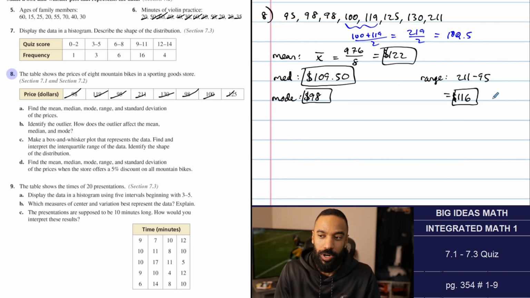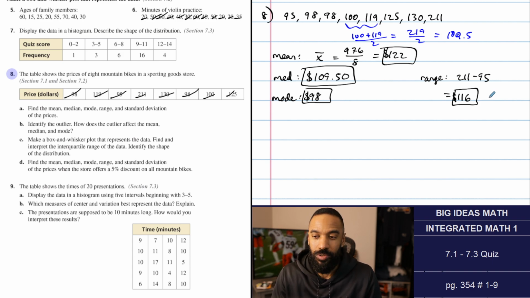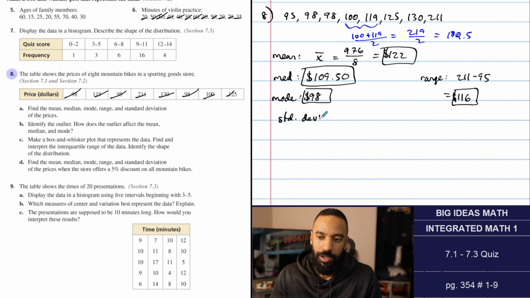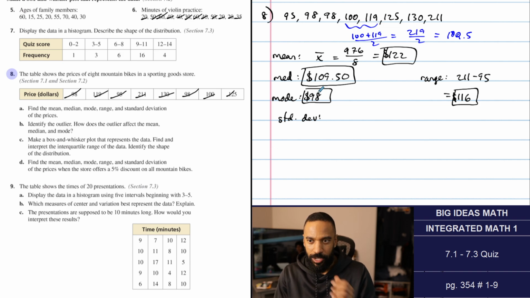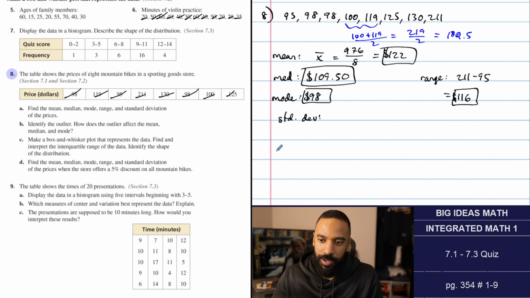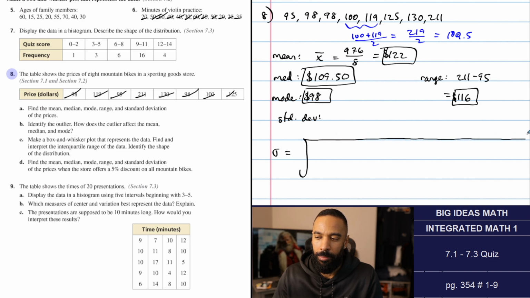Now, standard deviation would also be in dollars, by the way, and I'll do it to 2 decimal places because that just seems right. So standard deviation, we have the mean, which is good, and we're going to find the differences between these values and the mean. So 95 minus 122, we're going to square that, etc. So let's see here. I need to write some things out probably.